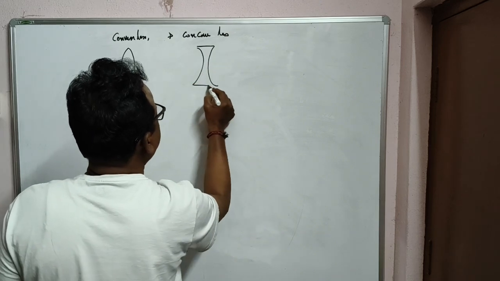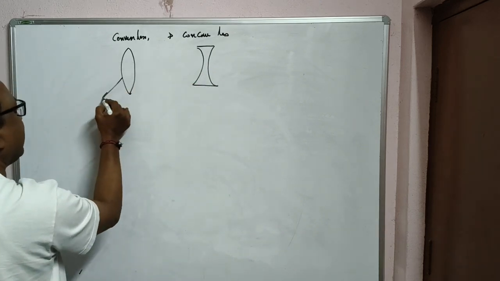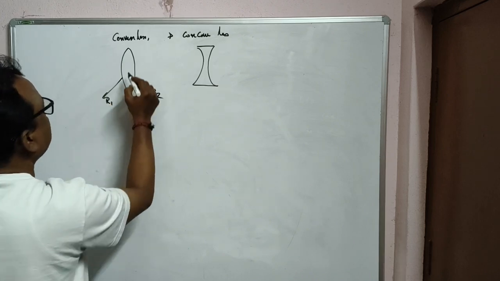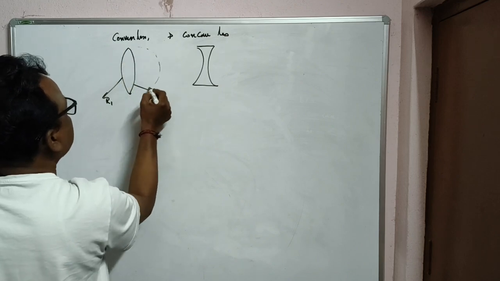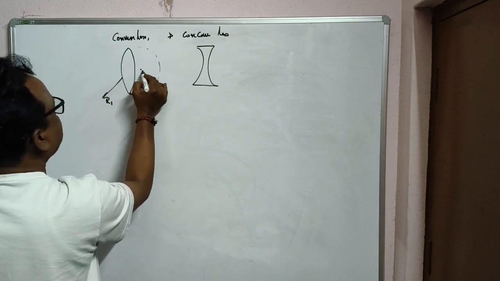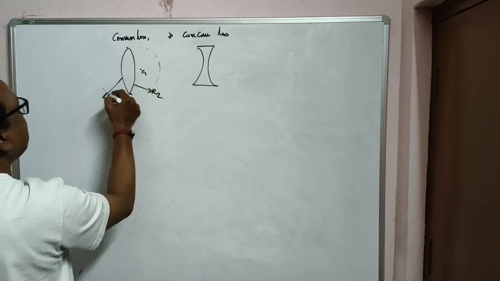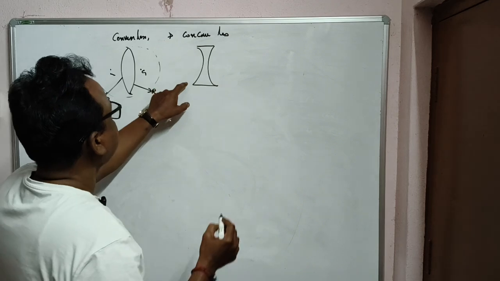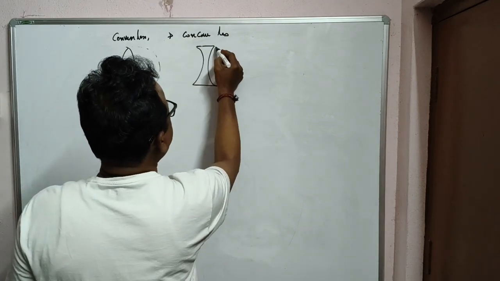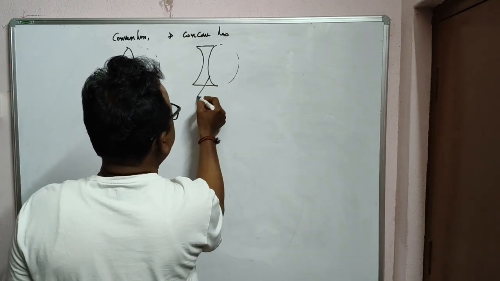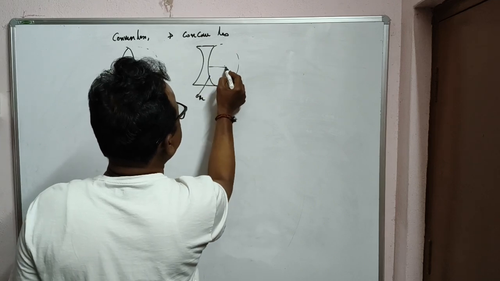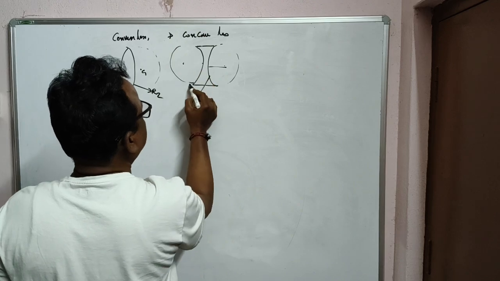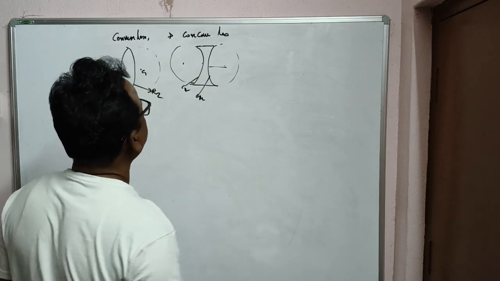So here you will have two radii of curvature, R1 and R2. For this surface the center is C1, and for the other surface the center is on this side, C2, the centers of curvature. In the same way for the concave lens also, the second radius R2 has its center on this side, and the first one has its center on this side. This is R1 and this is R2.